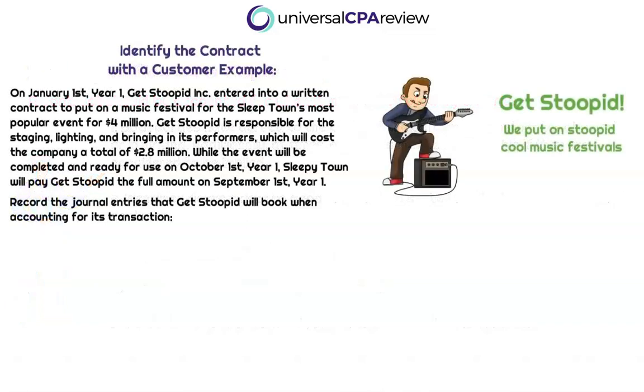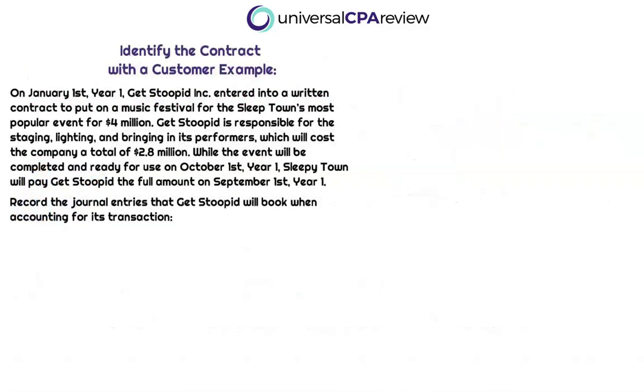Okay, so back to Get Stupid. On January 1st, year 1, Get Stupid Inc. entered into a written contract to put on a music festival for the Sleepy Town's most popular event. They're going to do this for $4 million. Get Stupid is responsible for the staging, the lighting, and bringing on its performers, which will cost the company a total of $2.8 million. While the event will be completed and ready for use on October 1st, year 1, Sleepy Town is going to pay them the full amount on September 1st, year 1. So we have to record the journal entries that Get Stupid will book when accounting for this transaction.